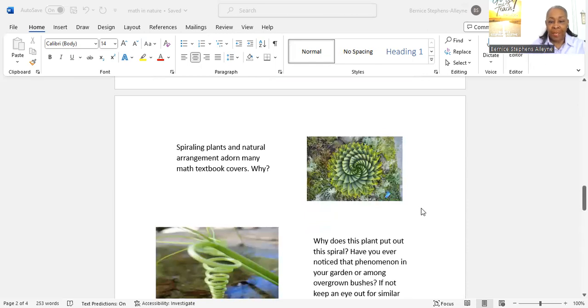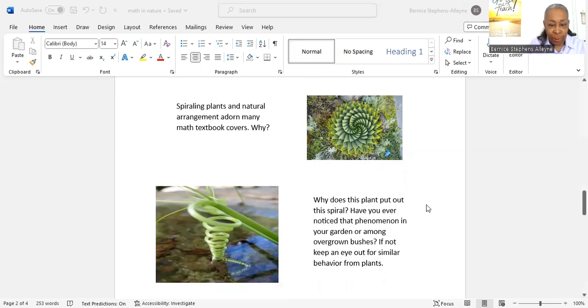Now this one is a spiraling plant. It's a kind of cactus. Now, we will notice, maybe, hopefully, that on many math textbook covers, they use the spiral. There's a reason for that. I wonder why. Do you ever wonder about why certain pictures are on your math textbooks? There are many pictures of plants and pictures of buildings. Why? They're telling you something. It's great to go explore and find out.